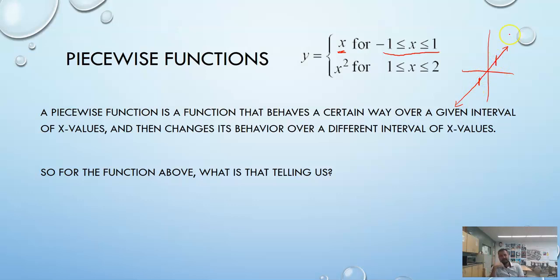So basically, we would avoid all of this, and we would only be interested in this graph from -1 to +1. That's the only part of the graph we would be interested in. Then from 1 to 2, the graph would behave differently. So that's what a piecewise function is.